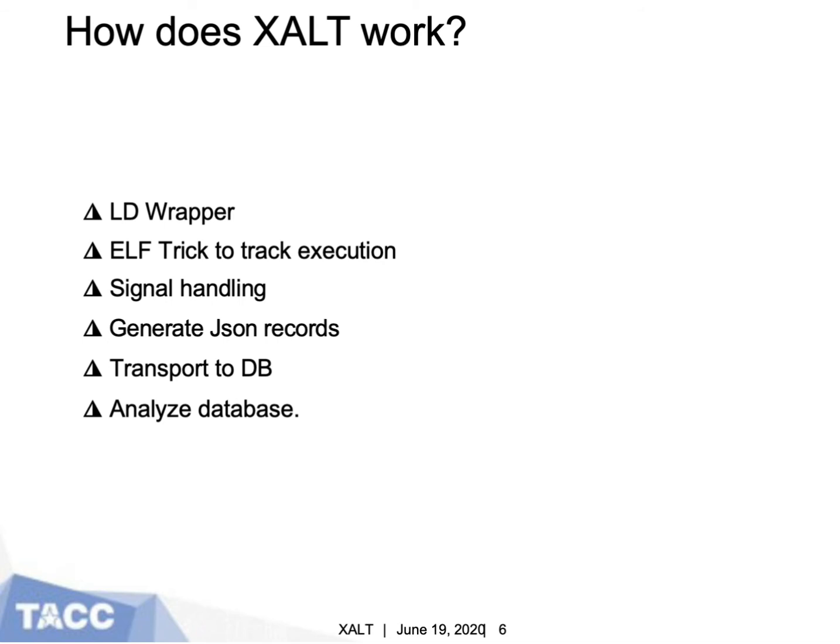So how does XALT work? Well, it breaks down to these 6 major steps. There's an LD wrapper, so we can augment the linking phase. And then we're going to use an ELF trick to actually track execution. XALT will add a signal handler so we can capture jobs that terminated abnormally.